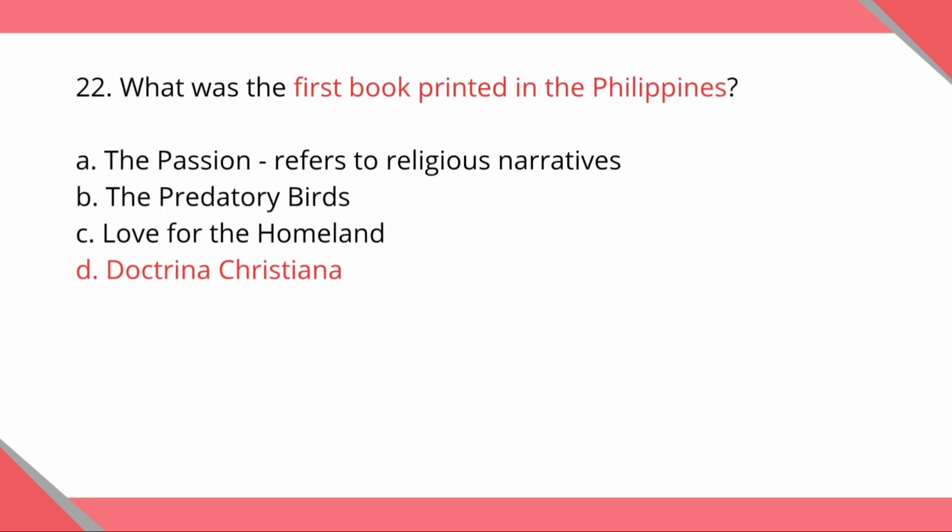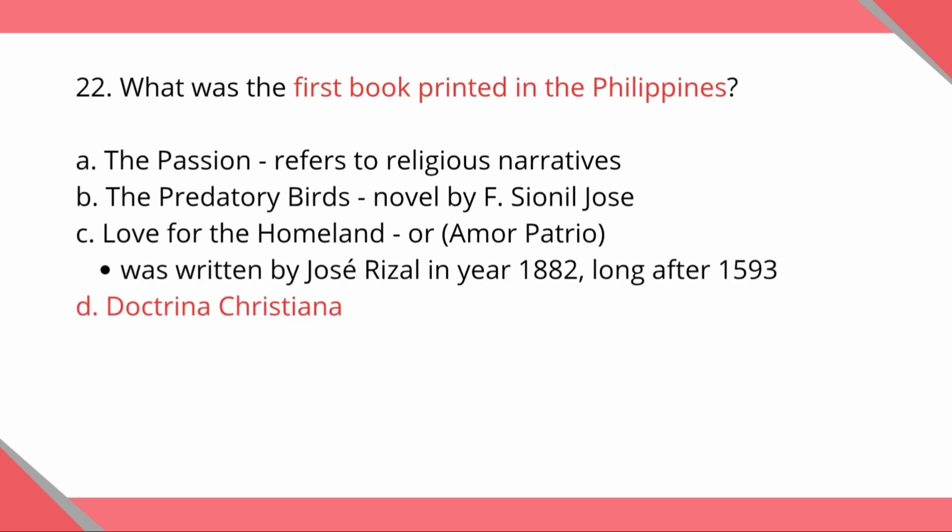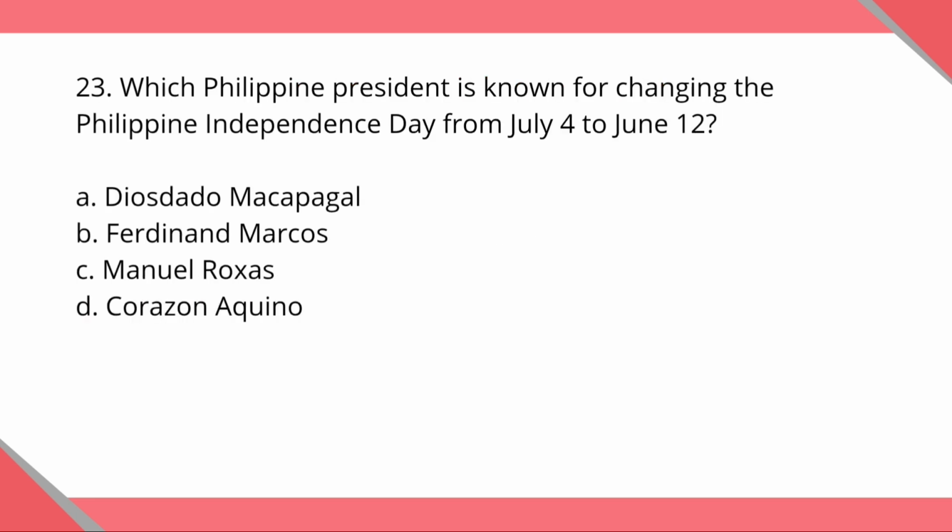While option A, The Passion, refers to religious narratives, it was not the first printed book. Option B, The Predatory Birds, is a novel by F. Sionil Jose published much later. And lastly, option C, Love for the Homeland, or Ama Patrio, was written by Jose Rizal in the year 1882, long after 1593.